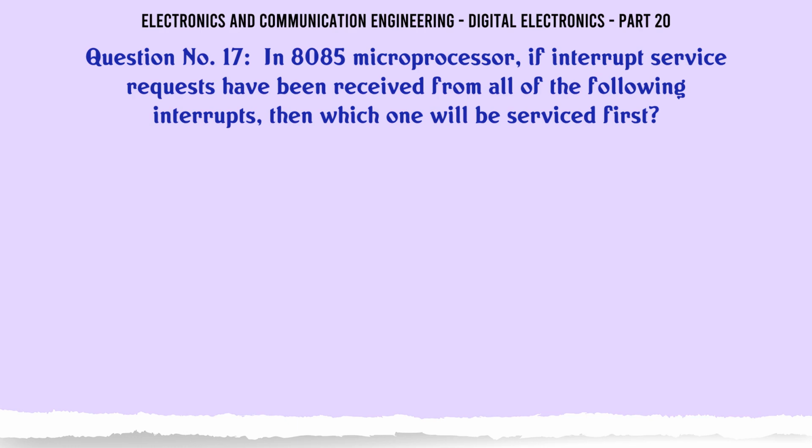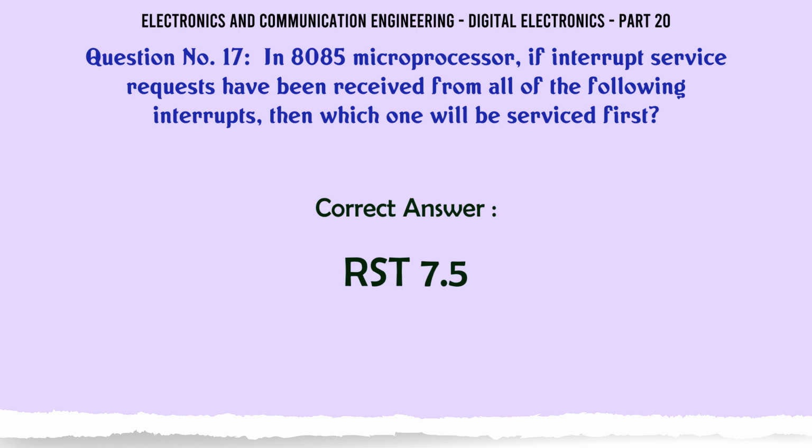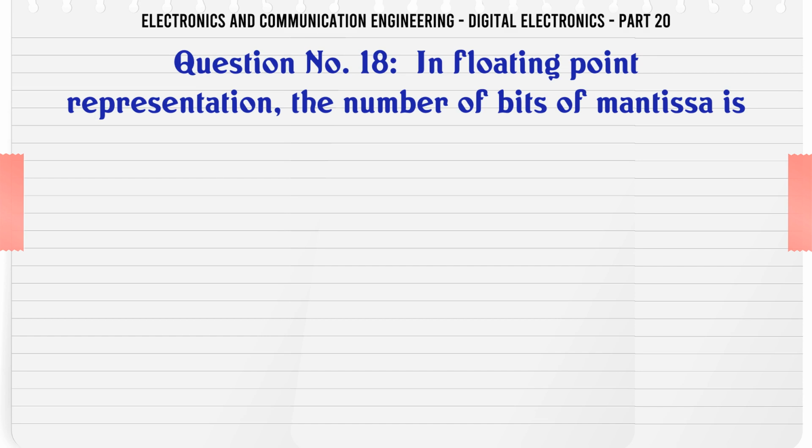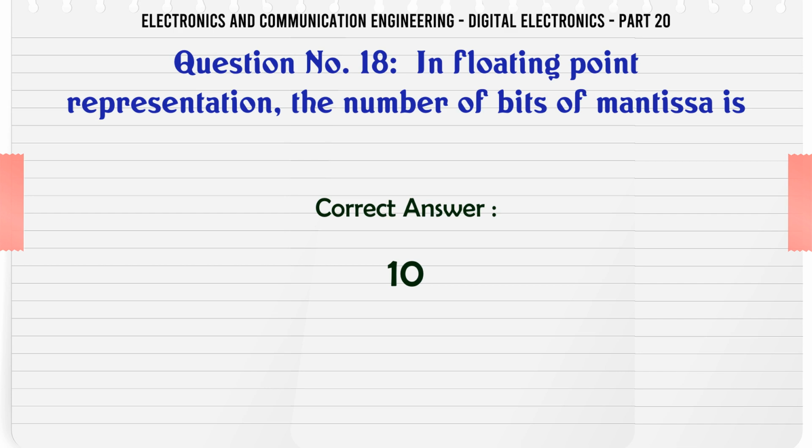In 8085 microprocessor, if interrupt service requests have been received from all of the following interrupts, then which one will be serviced first? A RST 5.5, B RST 6.5, C RST 7.5, D none. The correct answer is RST 7.5. In floating point representation, the number of bits of mantissa is A 10, B 9, C 8, D 7. The correct answer is 10.